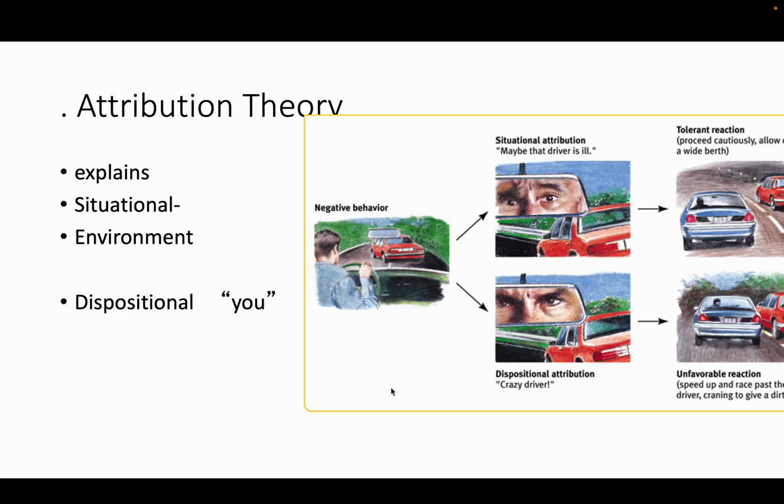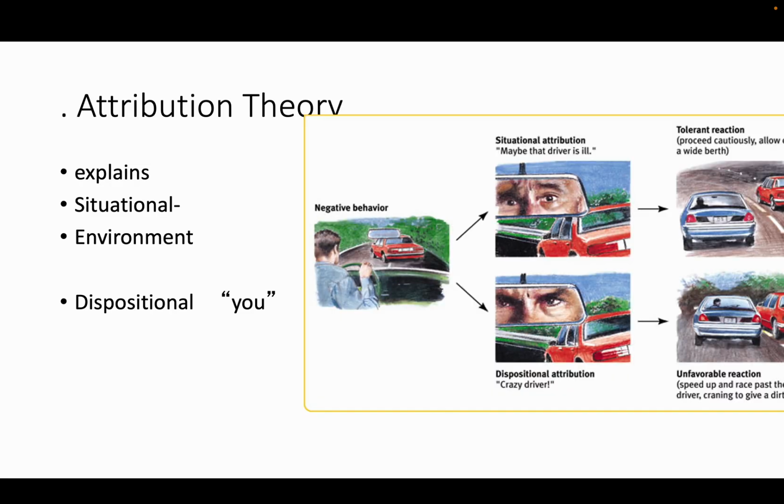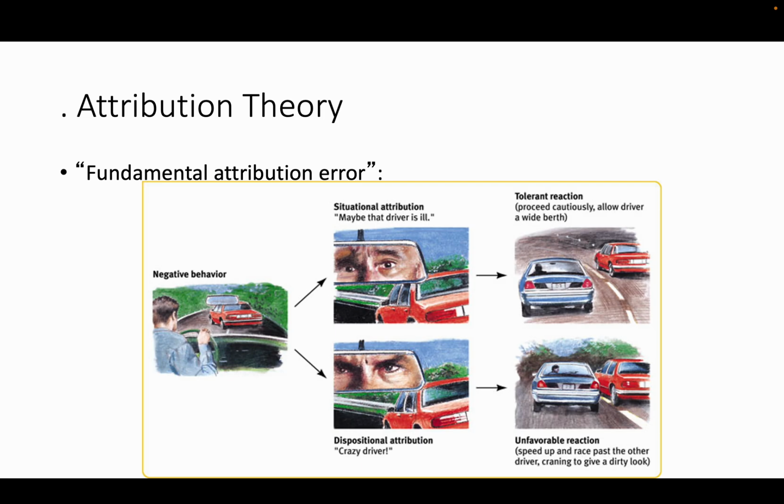All right. Attribution theory explains why things happened. If something happens to you, like somebody almost hits you in a car, if you look at the situation, you're looking at the things surrounding the person, but if you're attacking the person, you're attacking their disposition. So in other words, if you say, oh, you idiot, that's their disposition. You're saying they are an idiot, as opposed to saying, oh, they must be stressed.